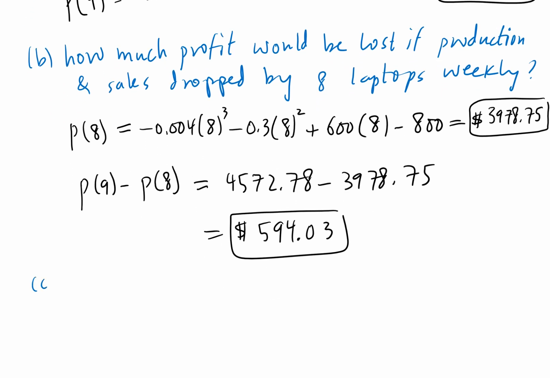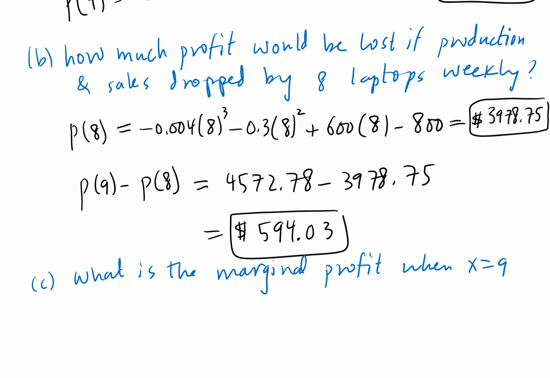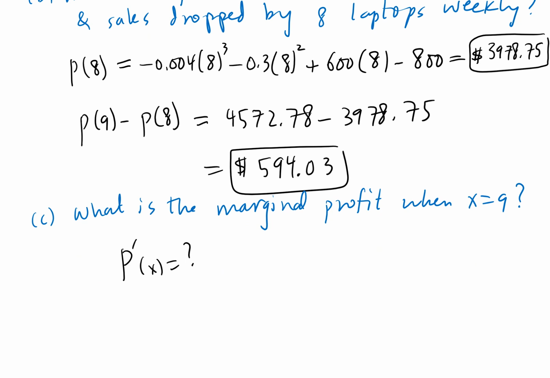Let's add part C to this. What is the marginal profit when x equals 9? Marginal means you're talking about the derivative. So what is P prime of x? That's what the question is asking, at x equals 9. So we find the derivative for that, which is negative.